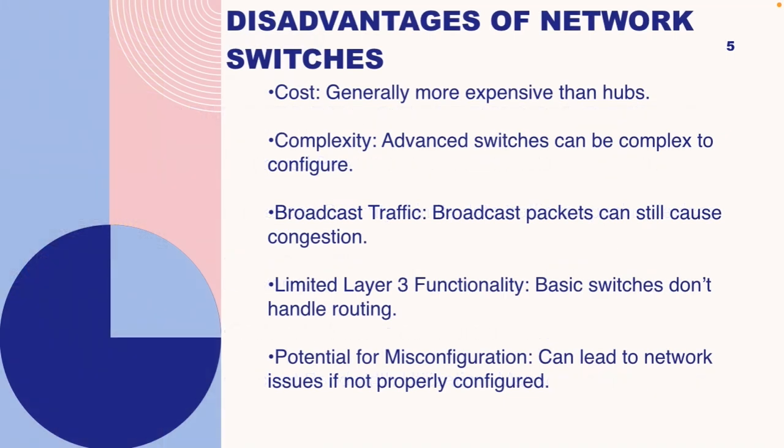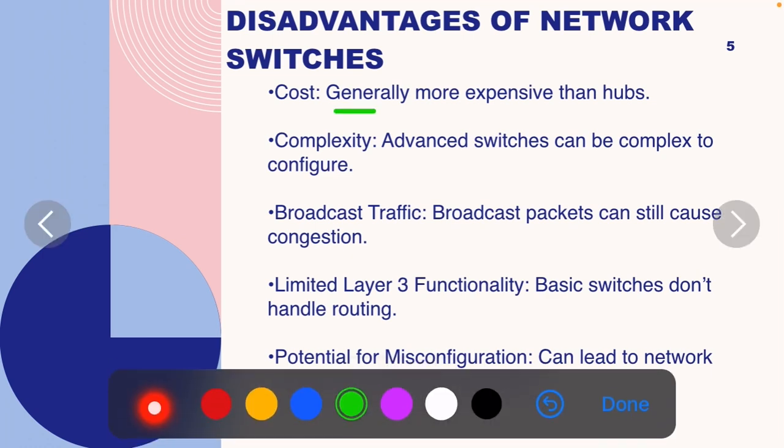Then next is the disadvantages of the switch. The first one is cost. Switches are generally more expensive than hubs. A hub is less expensive, but there is a performance problem. There is a lack of performance as compared to switches, but the cost of a hub is less. Switches give better or improved performance than the hub, but therefore they cost more than the hub.